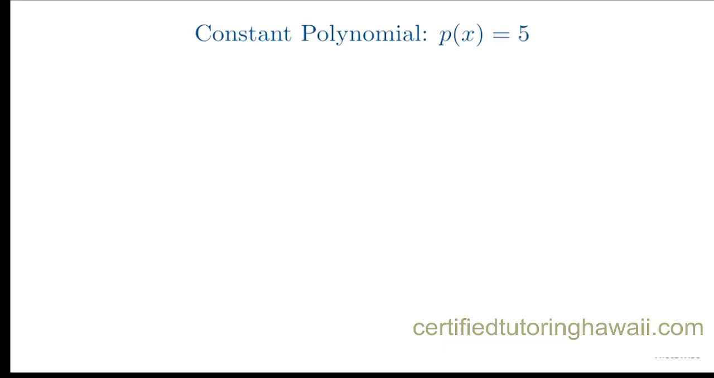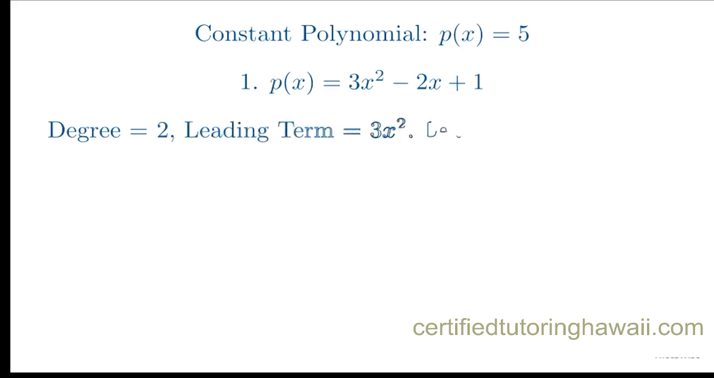Let's look at a few examples. First, p of x equals 3x squared minus 2x plus 1. Here, the highest exponent is 2, so its degree is 2. The leading term is 3x squared, and the leading coefficient is 3. As you can see, the highest power is 2. The term that contains it is 3x squared, and the number multiplying it is 3.